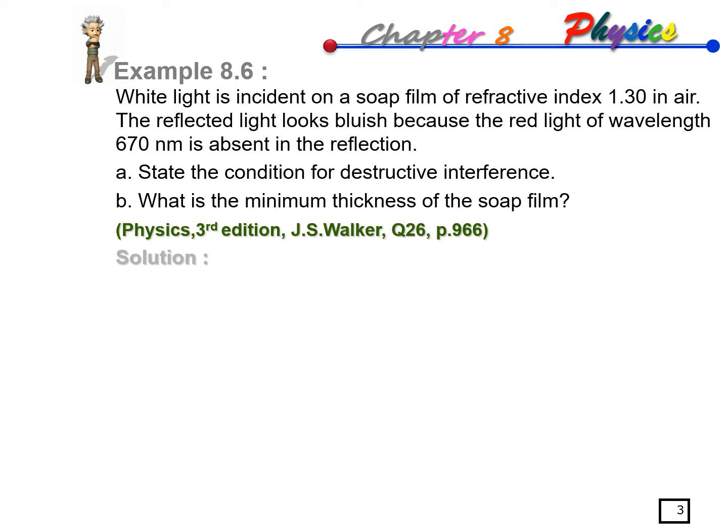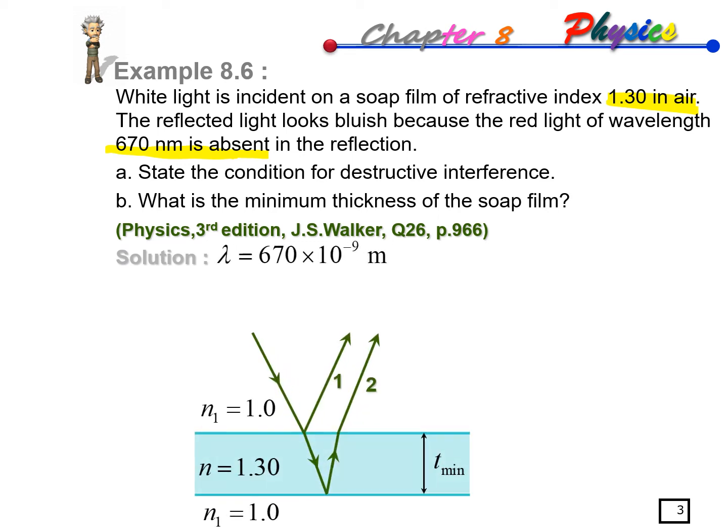Basically, a very simple example is a soap bubble. The soap bubble has an index of 1.3 in air. The reflected light looks bluish, because the red light of wavelength 670 is absent. That means 670 is absent, so it will become destructive. Over here they want us to state the condition and the minimum thickness. For better understanding, like the previous one, we can draw.